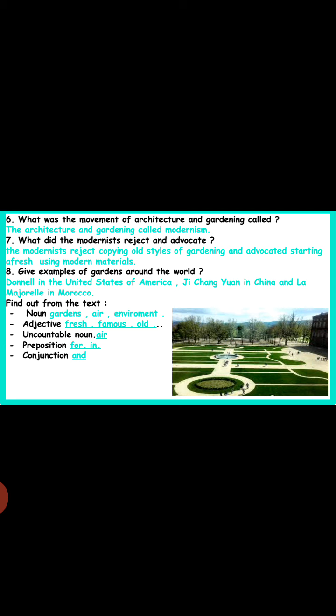The last question. Find out from the text: noun, like gardens, air, environment. Adjective, fresh, famous, old. Uncountable noun, like air. You should know an uncountable noun is any noun that I can't count, like air. Preposition, for. Conjunction, and.